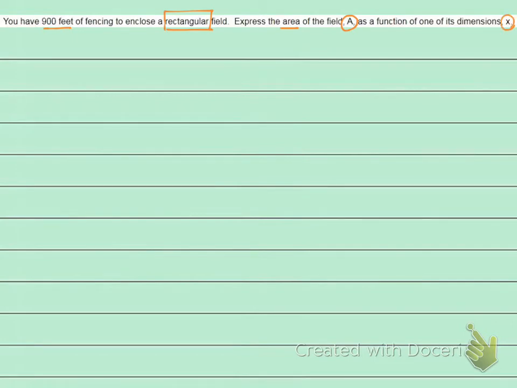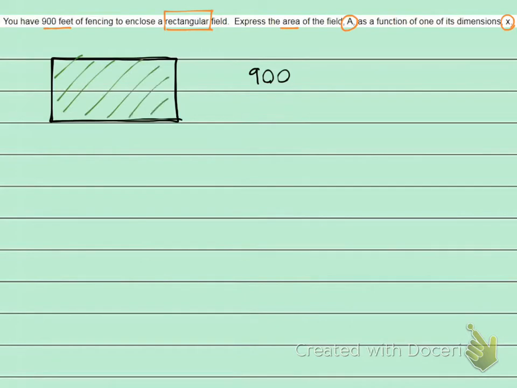All right, so let's go ahead and draw a figure. It's going to be a rectangle. Here's my rectangular field. They tell me that the amount of fence that it takes to go all the way around is going to be 900. And then they want the area expressed as one of its dimensions. Now remember that the area is all of this inside, all of your square footage.